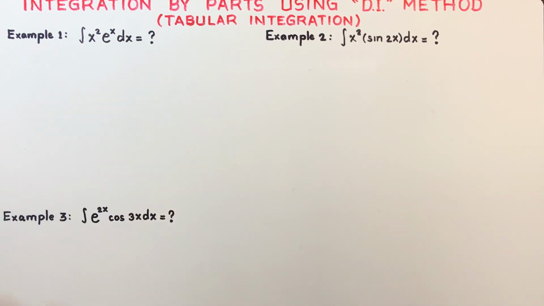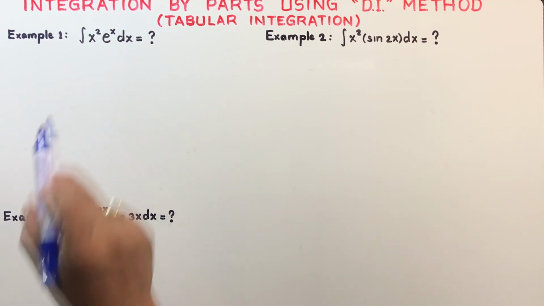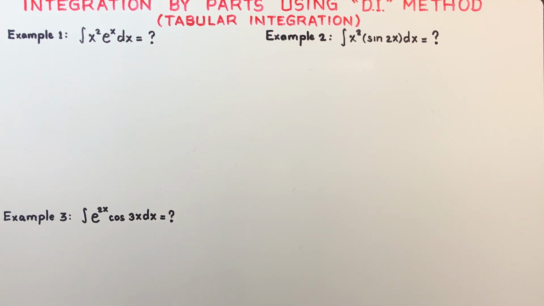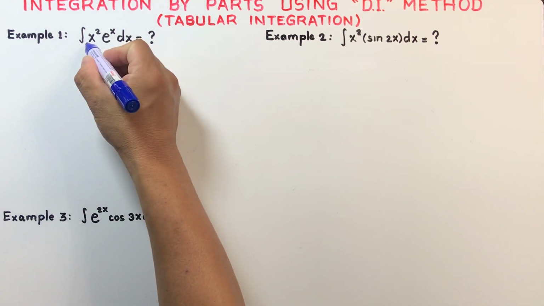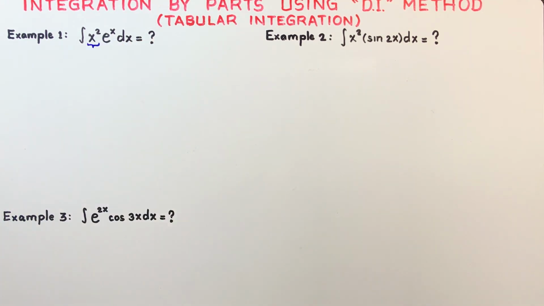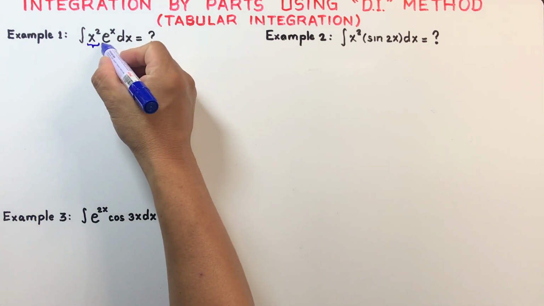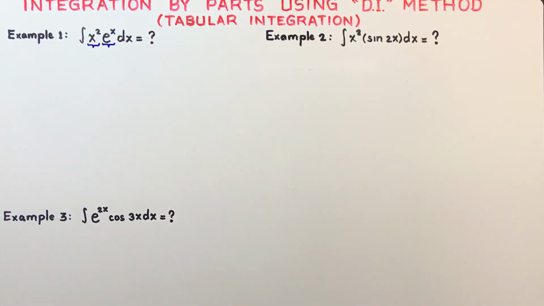Actually, I have done this example in our previous video, in the video of doing integration by parts the usual way, and we applied integration by parts more than once because, looking at the integrand, it is a product of two different functions. This x squared, which is an algebraic function, and this e to the x, which is an exponential function. So how do we do this tabular integration?